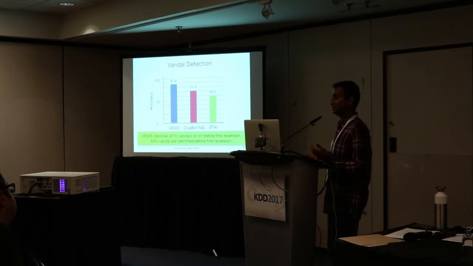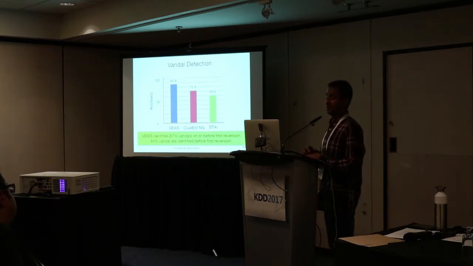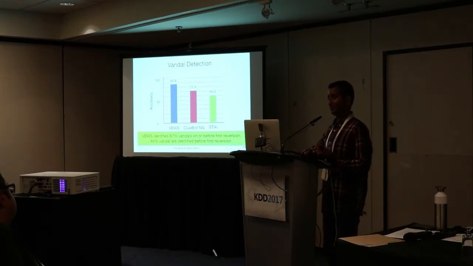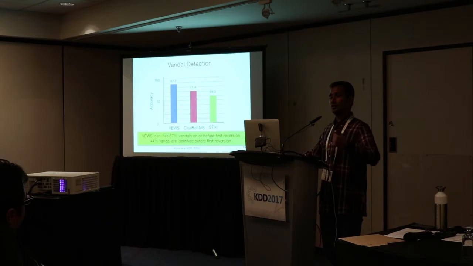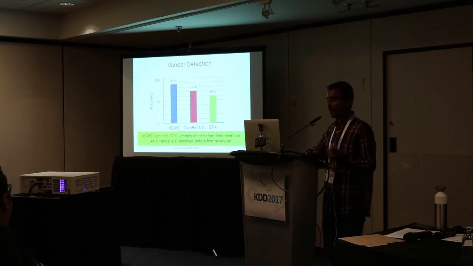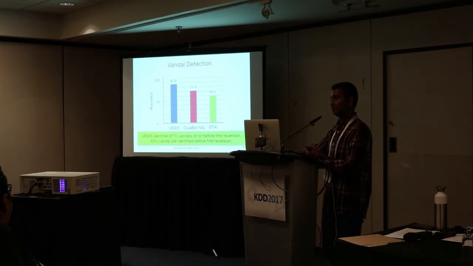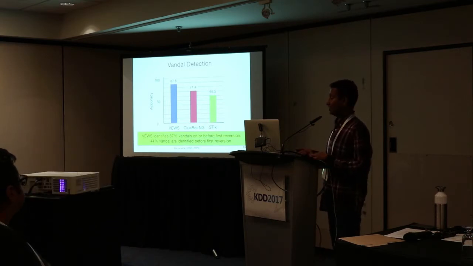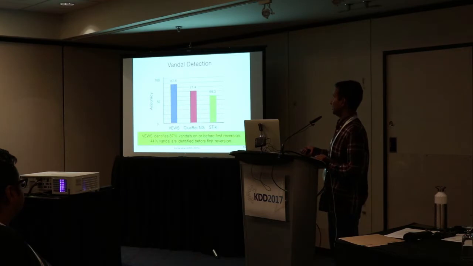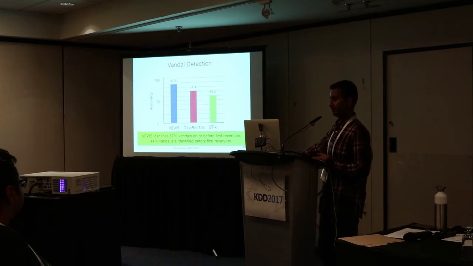And looking at how fast this vandal detection happens, what we see is that VEWS identifies vandals, 87% of the vandals are accurately identified even before its first reversion, which means even before another human editor or an automated tool has reverted any of this user's edits, VEWS has a very high confidence that the user is actually a vandal. And 44% are done before the first reversion, and including the edit that was reverted, the accuracy of this particular thing improves to 87%.